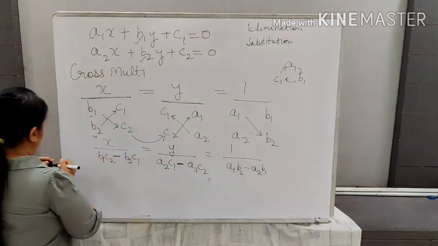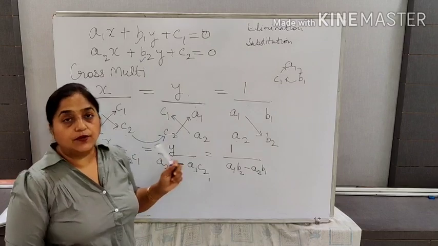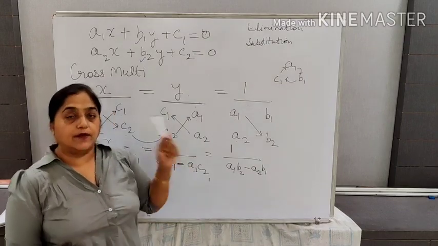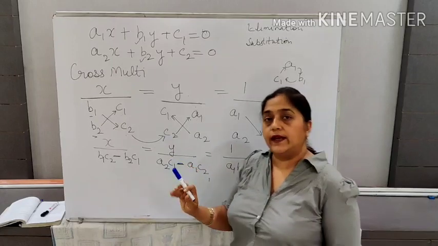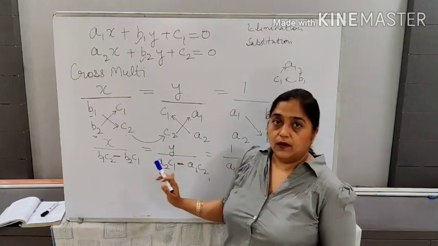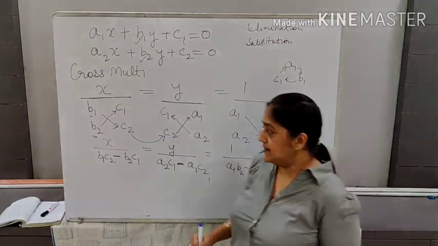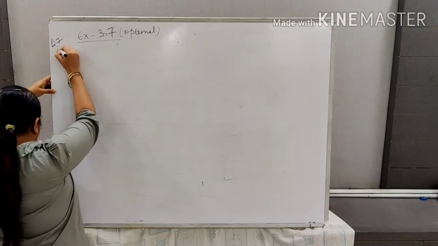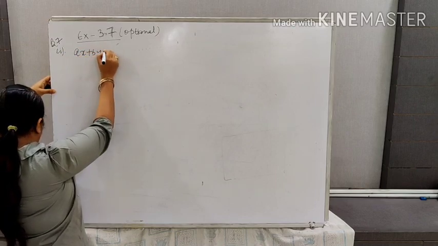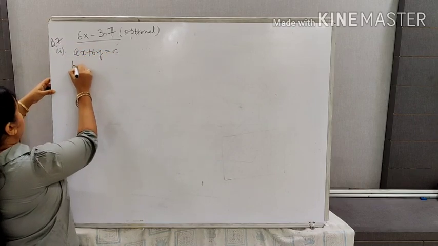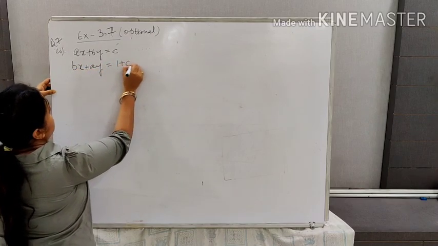Make the things standardized in your mind. Why? Because you will find many techniques of doing cross multiplication in different books. Better you use this technique, then you will never be confused about this method. Got it? So let us take up the questions regarding this. Taking up question number 7, second part, which says Ax plus By is equal to C and Bx plus Ay is equal to 1 plus C.